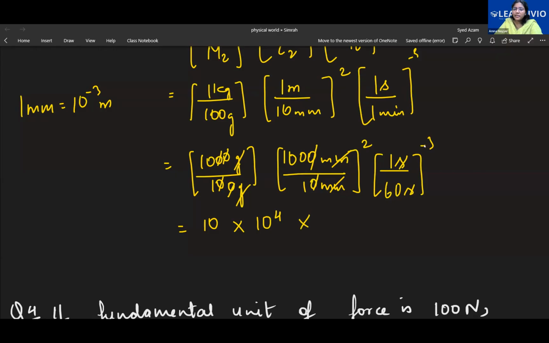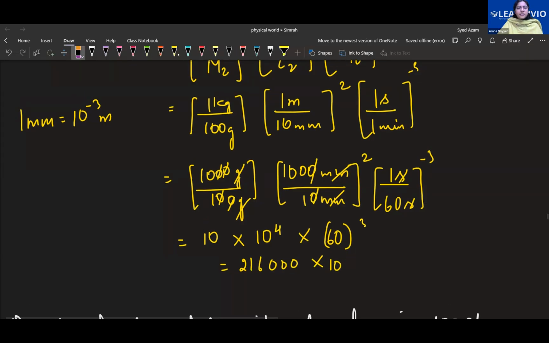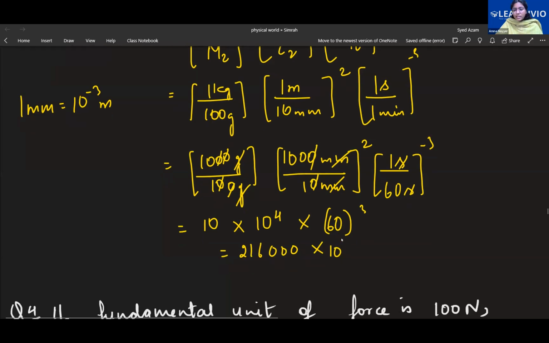And this is 1 by 60, the power is negative. So what should we do? 60 raised to 3, 60 cube, because it will make our calculations easier. So 6 whole cube is 216. So 3 into 10 to the power 5. This is having the power 5. So the value of N2 is 2.16 into 10 to the power 5.